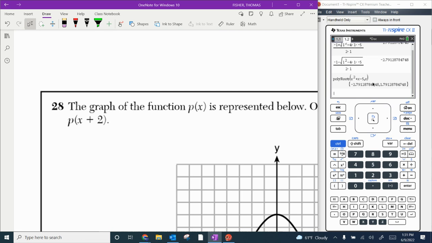It says sketch, but we're not really sketching, right? We're drawing it as accurately as possible. This is a transformation left 2.